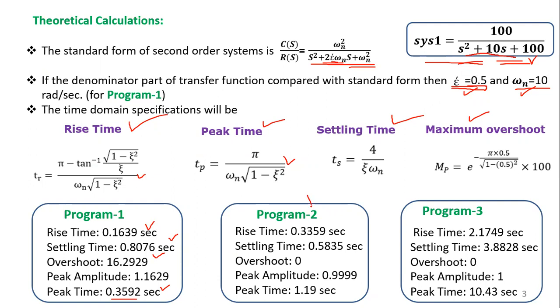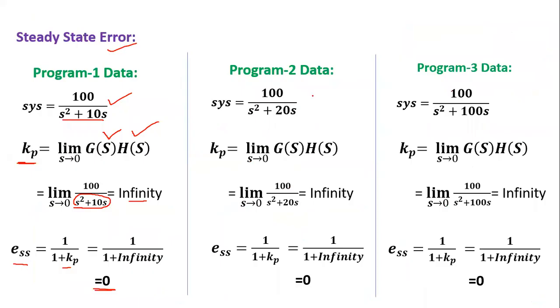So for the critically damped system, we need to identify the rise time, settling time, overshoots, peak amplitude, and peak time. In the same way, we need to identify the steady state error also for the second case. Here the open loop transfer function is 100 by s square plus 20s. So if we substitute limit s tends to 0, G of s into H of s, then we are getting the Kp value. Kp is infinity. Once we know the Kp value, we substitute and identify the steady state error. So we are getting steady state error as 0. This is the second case.